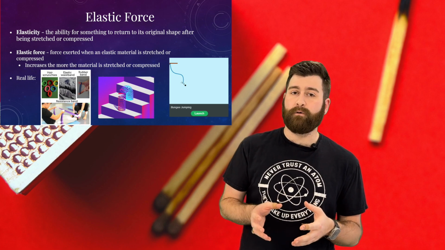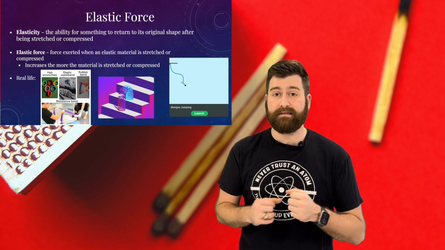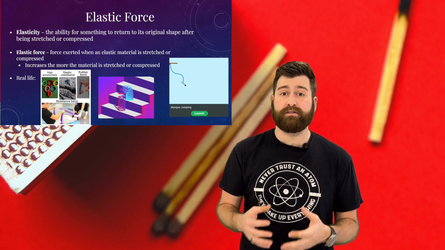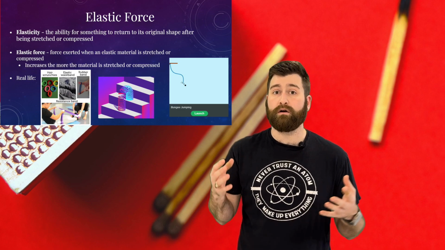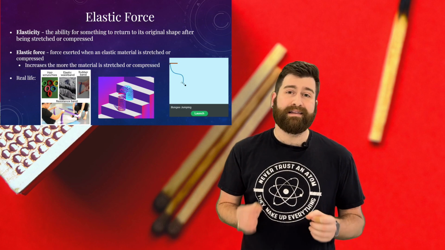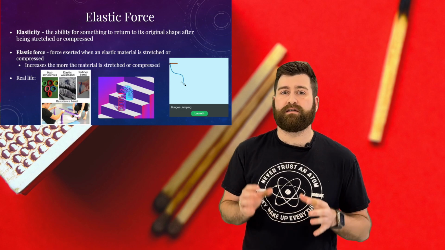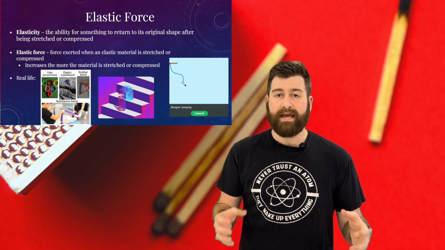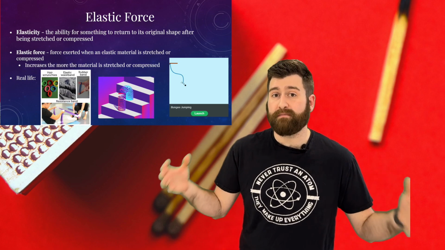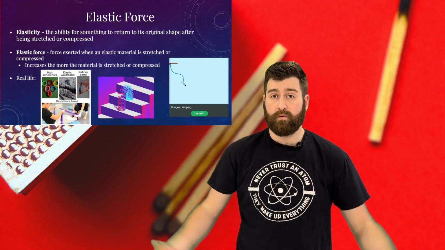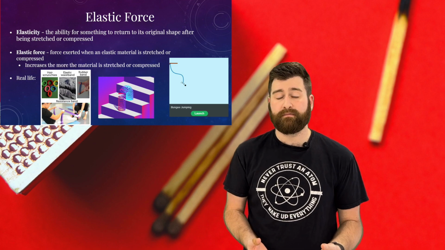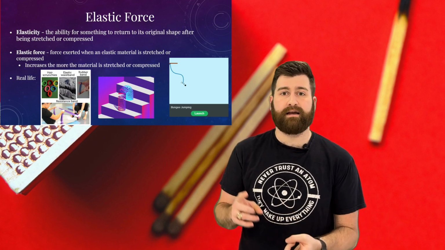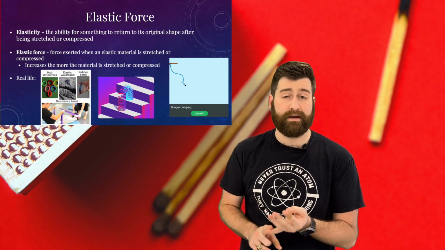With elastic force, items have elasticity. Elasticity is the ability of something to return to its original shape after being stretched or compressed. Now, elastic force is the force exerted when an elastic material is stretched or compressed. It increases the more that the material is stretched or the more that the material is compressed. And real-life examples of things with elastic force include stuff like hair ties, rubber bands, slinkies, springs.